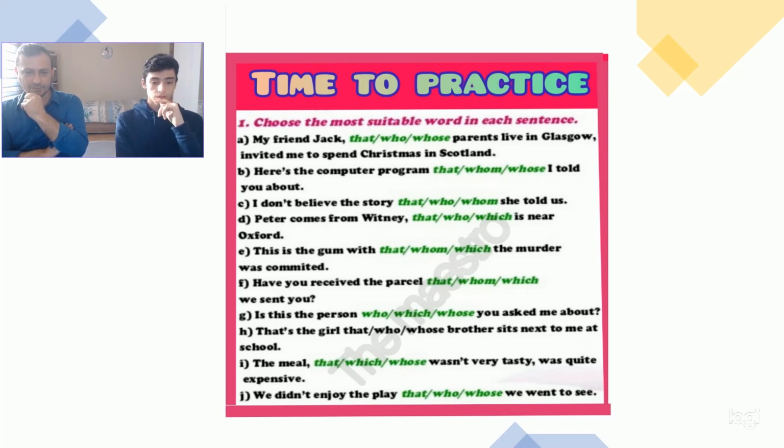Wonderful. Next one. The meal, blah blah, wasn't very tasty, was quite expensive. The meal wasn't very tasty, was quite expensive. We cannot use that because there are commas and extra information. Okay, we cannot use whose as well, and there is no possession. There is no situation for possession. Yeah. So the only option we can use is which.